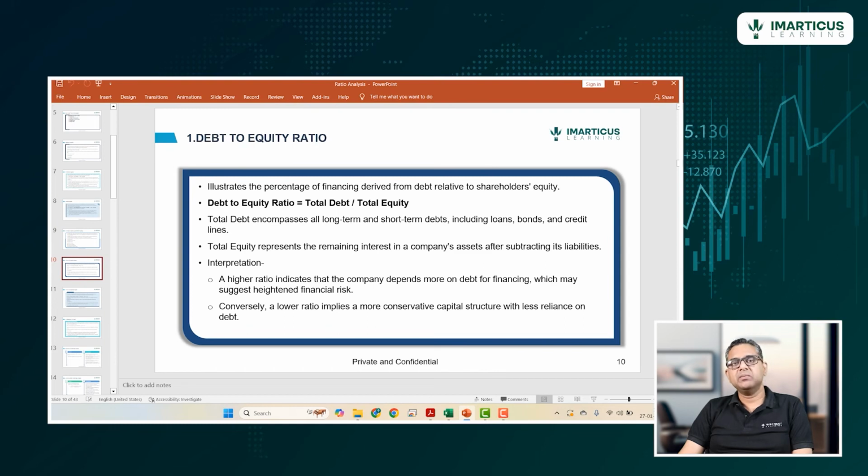By servicing the debt, we mean paying down the interest, paying down the principal repayments as and when they become due. So this servicing of debt can become a challenge in a challenging economy, and that is why we say a higher ratio indicates that the company depends more on debt for financing, which may suggest heightened financial risk. Conversely, a lower ratio implies a more conservative capital structure with less reliance on debt.